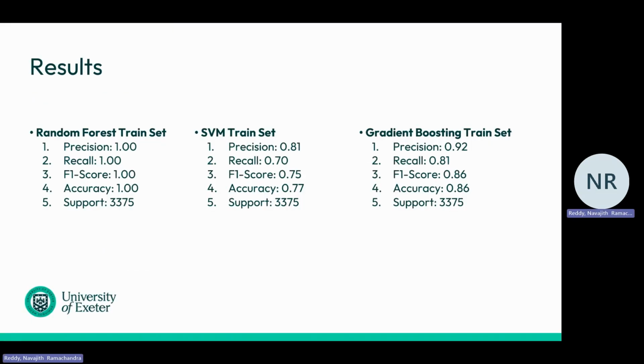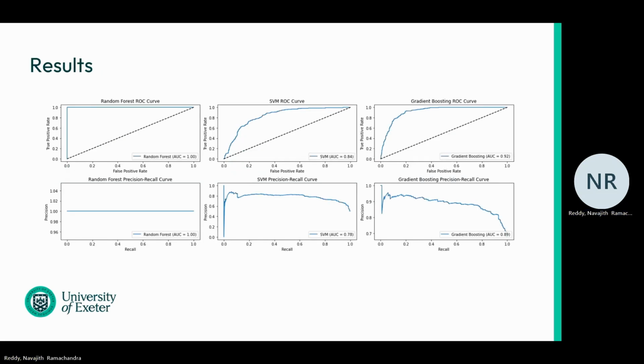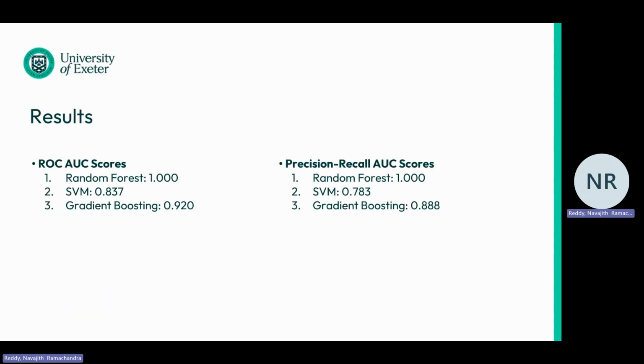So as we can see the results for the random forest train set from the confusion matrix, random forest performed very well, and the other two performed moderately. These are the results for the test set, and the next is the ROC curve and the precision recall curve. Again, as we see, the area under the ROC curve is very high for random forest, which is perfect, and it's moderate for SVM, and it's good for gradient boosting. Again, we can see the results of ROC and the precision recall curves here.